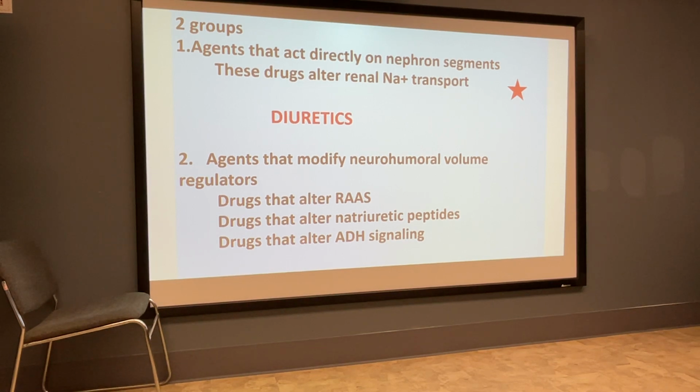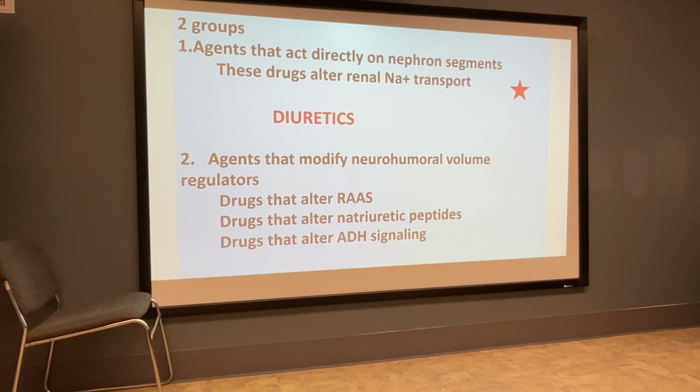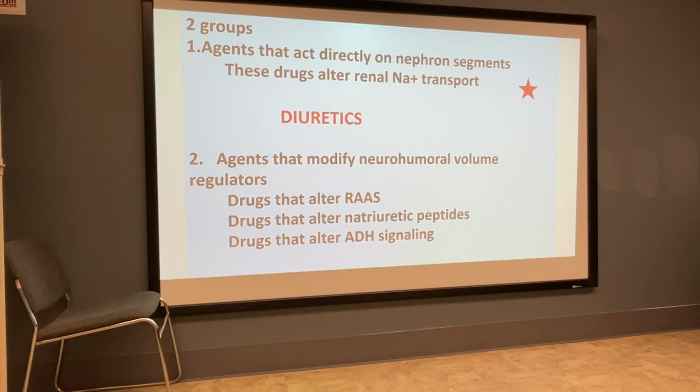Then you got a second group, which are those agents that modify neurohumoral volume regulators. And if you remember the first slide of the previous lecture, we talked about the volume regulators. Mentioned 4 systems. Mentioned the renin-angiotensin system. Mentioned the natriuretic peptides. Mentioned ADH, antidiuretic hormone. And we also mentioned the sympathetic nervous system. Those are the ones that modify volume regulators.